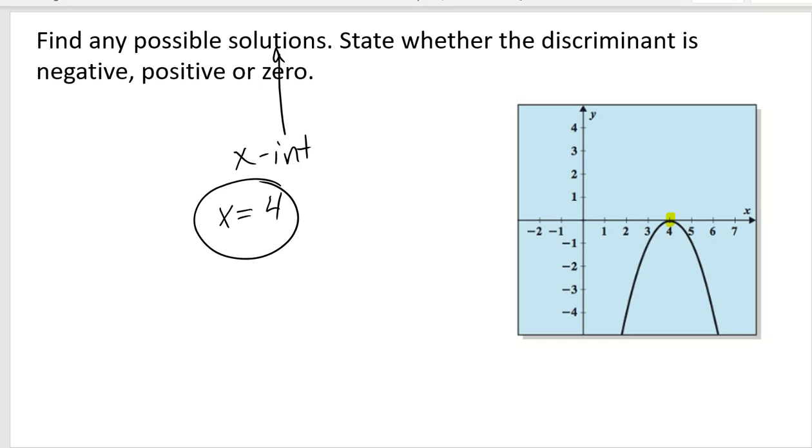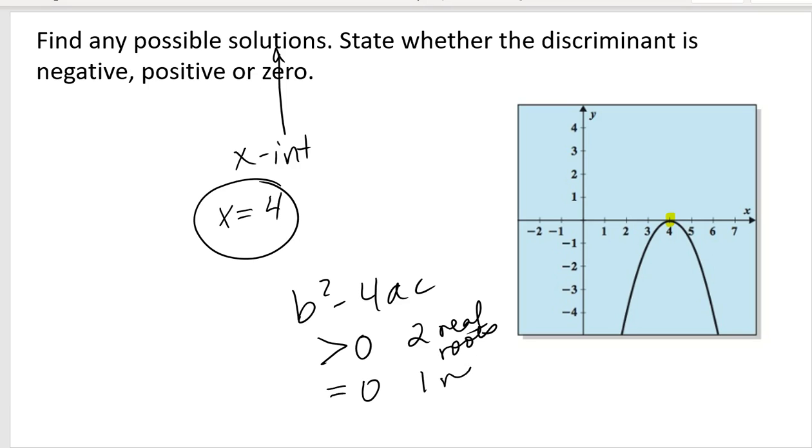Next, it asks us whether the discriminant is negative, positive, or 0. We know that the discriminant, the radicand, b squared minus 4ac, if it's greater than 0, positive, it will have 2 real roots. If it's equal to 0, it will have 1 real root. And if it's less than 0, it'll have 0 real roots.